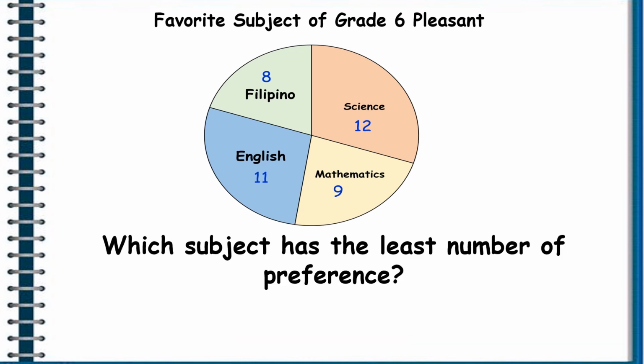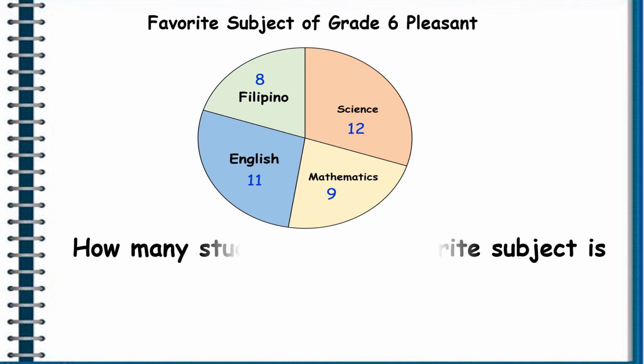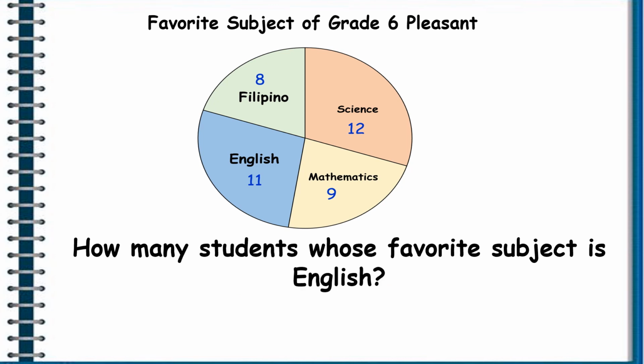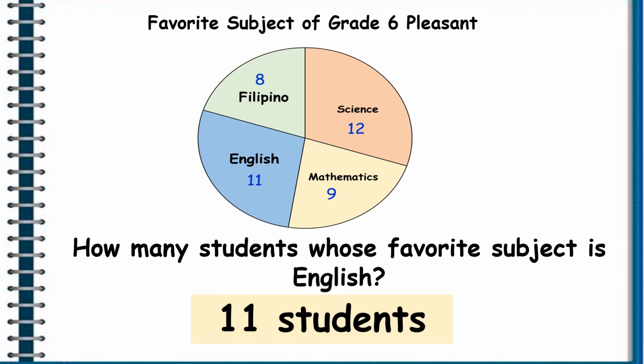Which subject has the least number of preference? In this question, you will look for the least number of students who like the subject. The answer is Filipino. You are again correct. How many students whose favorite subject is English? See the number of students indicated in the slice for English. The answer is 11 students. You are right.